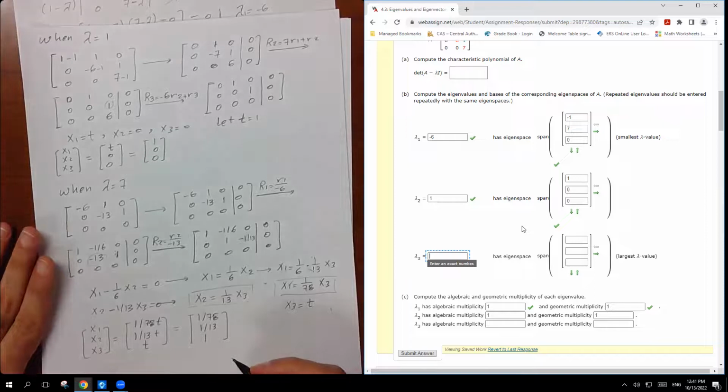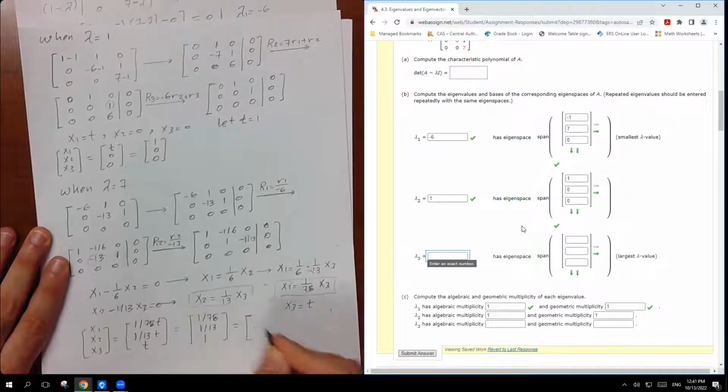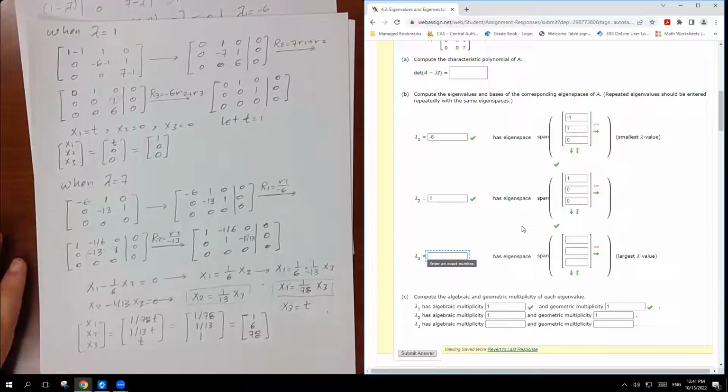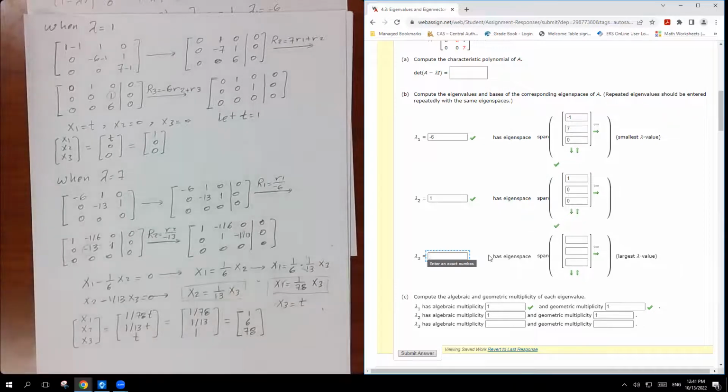Multiply by 78 to cancel the fraction. So it's going to be 1 here, and 6 here, and 78 here. That means this is the eigenspace for the third eigenvalue when lambda equals 7. So when lambda equals 7, the eigenspace is 1, 6, and 78. 78 divided by 13 is going to be 6. And the multiplicity is the same thing, 1 and 1.